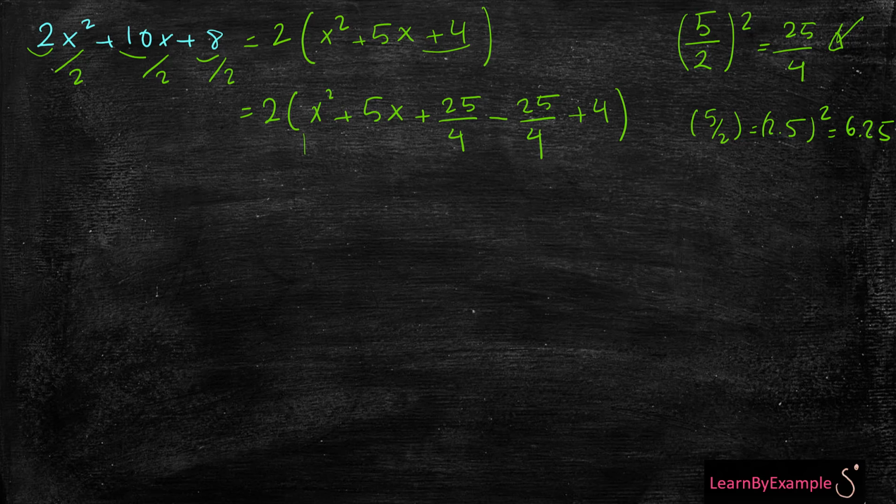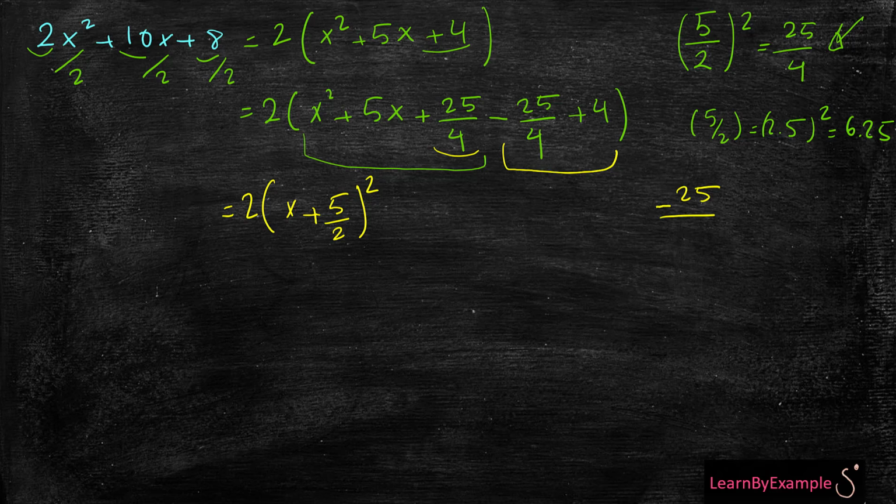The next step is to write the first 3 terms as a perfect square. So as I always do, I'm just going to write x plus the square root of the last term, which is 5 over 2, to the power of 2. Now what I'm left with are the last 2 terms, which I'm supposed to add like I did in the previous question. So negative 25 over 4 plus 4.